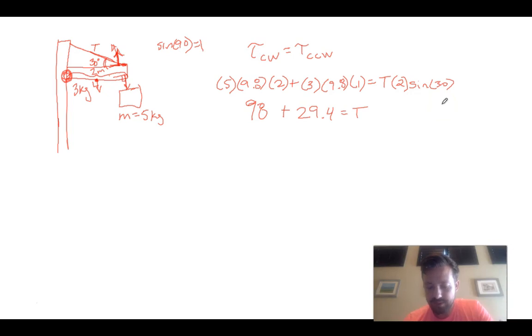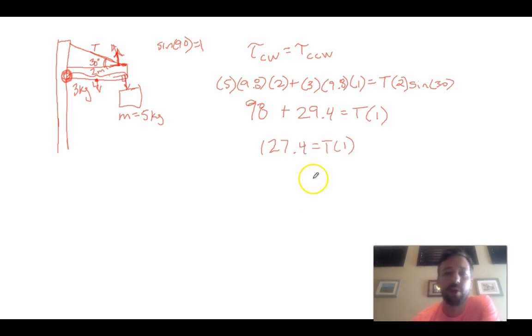2 times sine of 30. And sine of 30 is just a half. So 2 times a half will just be 1. So I'm going to add up this side together, 98 plus 29.4. That's going to give me 127.4 equals T times 1. And you would divide by 1, which wouldn't change anything here, giving you 127.4 newtons.